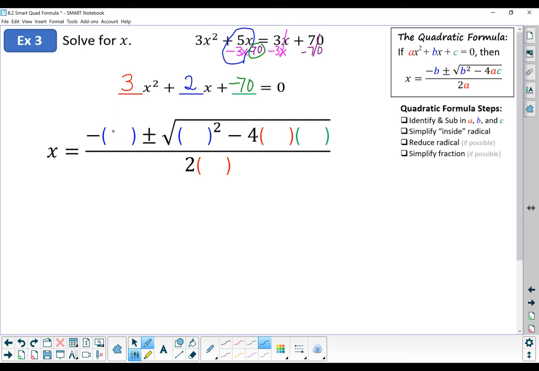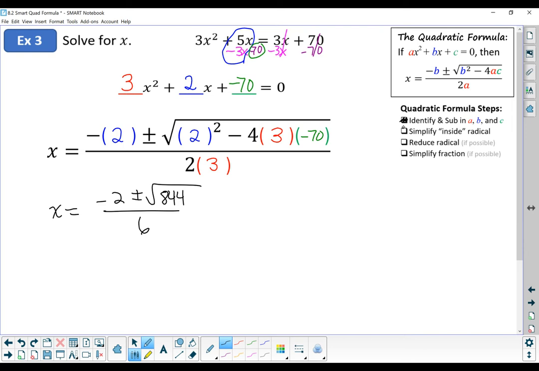So x equals negative b plus or minus the square root of b squared minus 4 times our a value times our c value, and that is all divided by 2a. So we've got negative 2 plus or minus a root over 6. Let's figure out what number is inside of that root. 2 squared minus 4 times 3 times negative 70 is 844. So we identified and subbed in our a, b, and c.